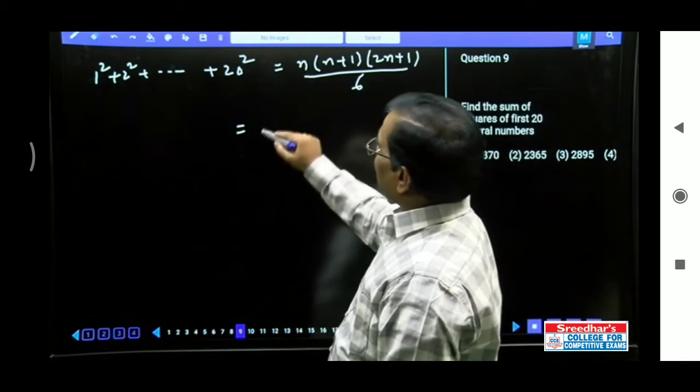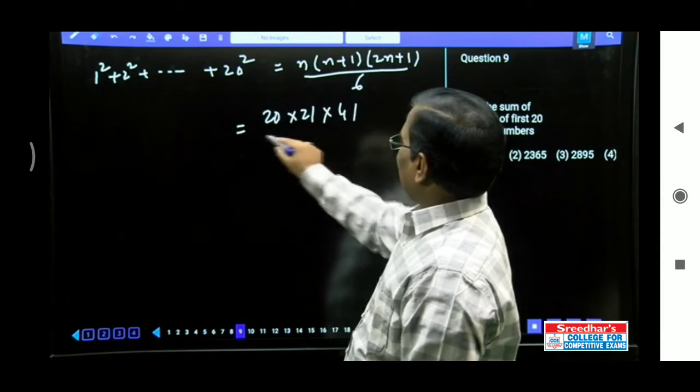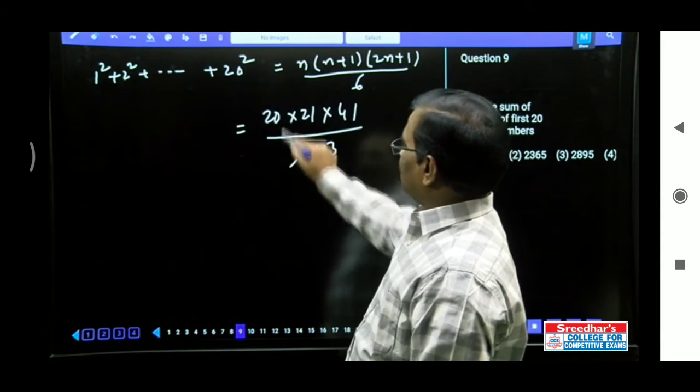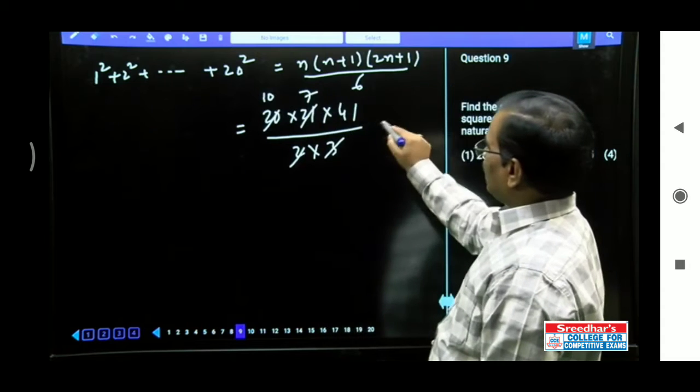Then n is equal to మనం ఎంత పెట్టాలంటే 20, plus 1 is 21. 2 20s are 40, 40 plus 1 is 41, by 6 ని 2 into 3 అని రాద్దాం కొద్దిసేపు. ఈ 2 దీంట్లో 10 times. ఈ 3 దీంట్లో 7 times. 7 41s are 287, into 10 is 2870.